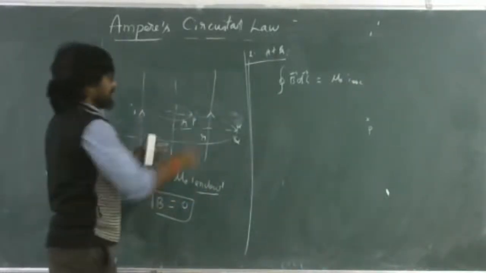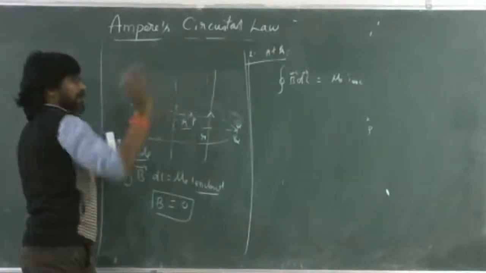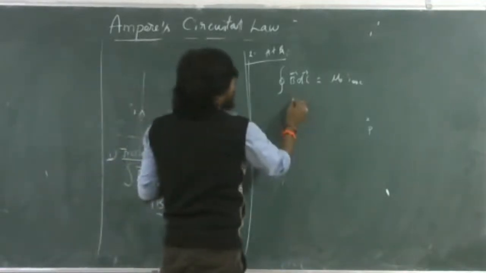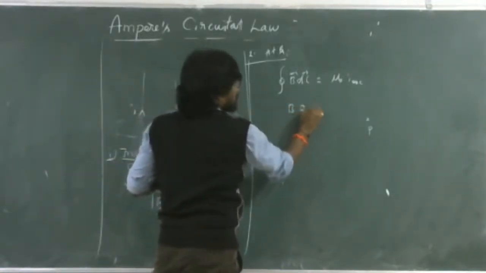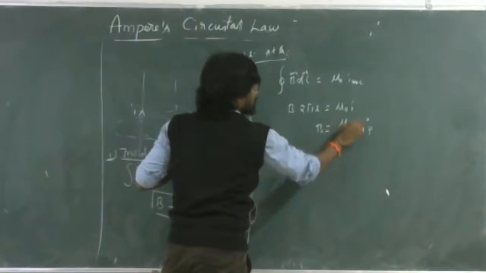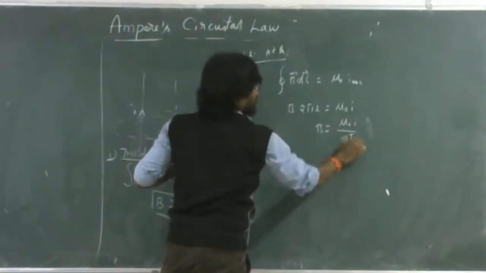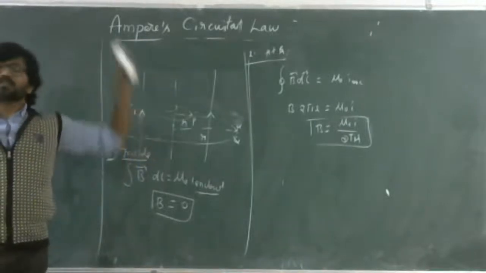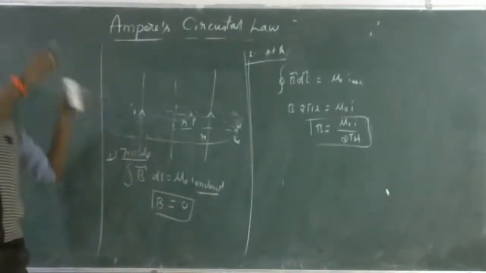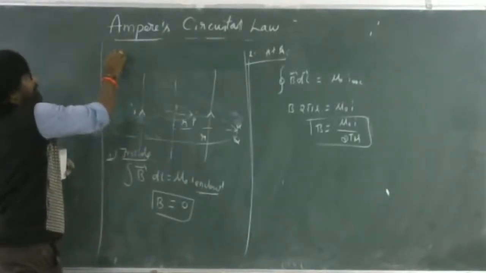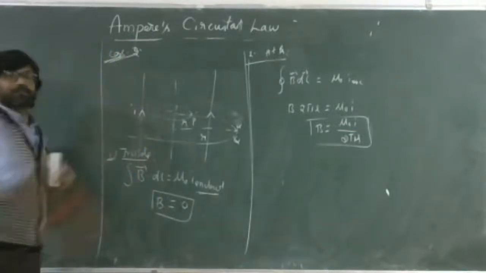Here, for this current moving up, B is along the tangent, dl also will be along the tangent. If we take an anticlockwise loop, then B into 2 pi r is equal to mu naught into I. So simply we will get B is equal to mu naught I by 2 pi r at an outside point. Is it clear? So this is similar to the thin straight conductor, even though it is a hollow cylindrical wire. Yes, this is another case.